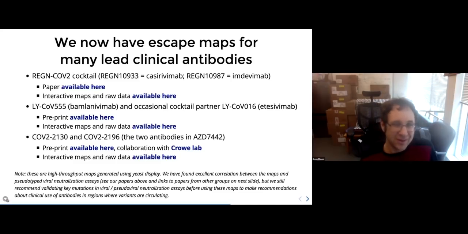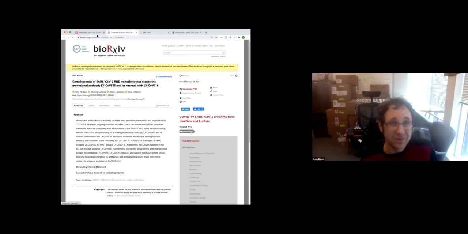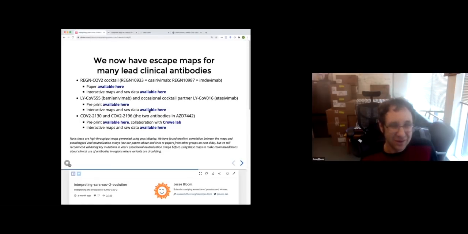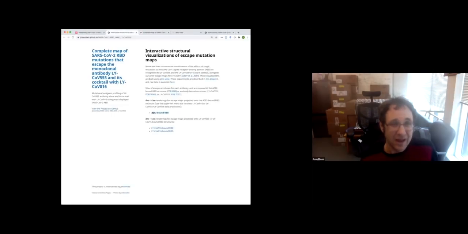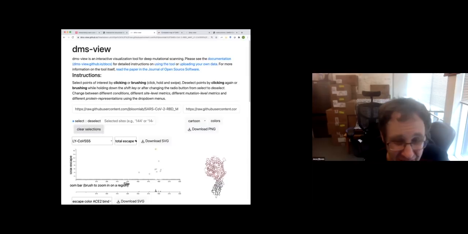And if you're super interested in any of this, here are the links to the papers, and you can also go click on these and look in great detail at, whoops, that was the wrong link there. Look in great detail at exactly where the escape mutations for any given antibody fall.